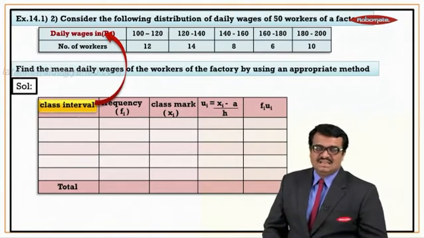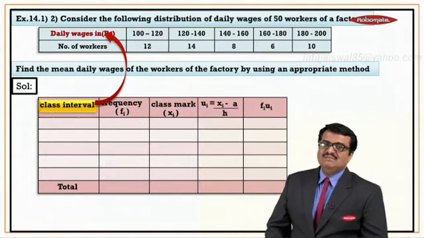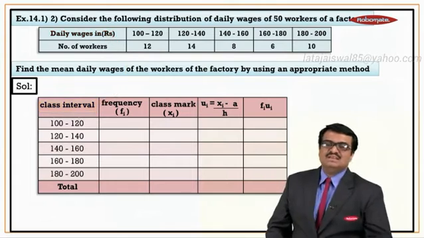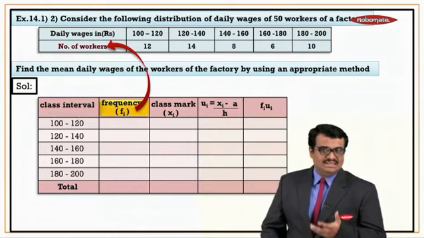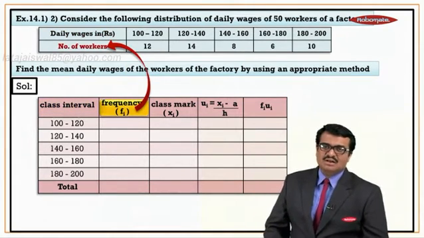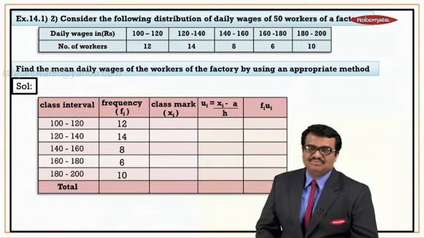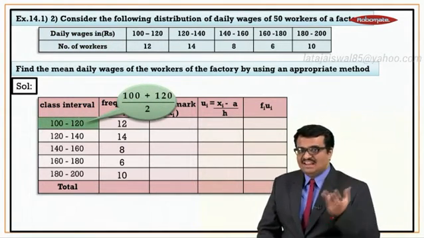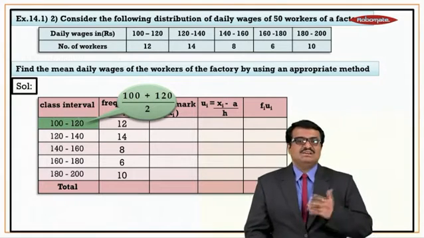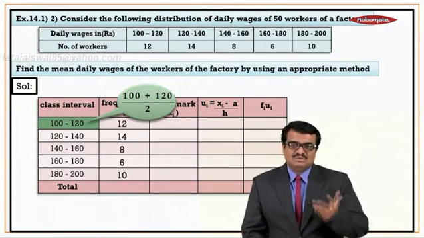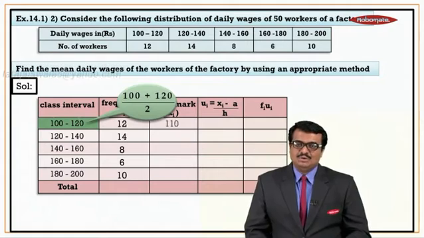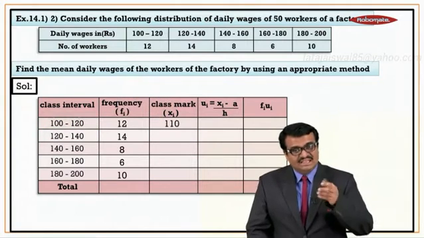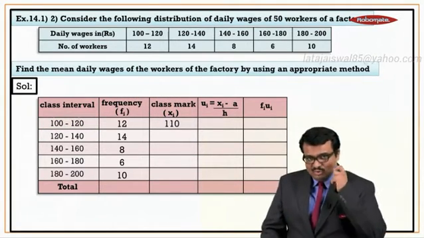Now the first column, class interval, we'll get it from the question, daily wages in rupees. We'll copy them one below the other. The second one, frequency, also we'll get it from the question, that is number of workers. We'll copy them one below the other. And the third one is class mark. And class mark, how do you find? Add the limits and divide by 2. 100 plus 120, 100 plus 120 is 220. 220 upon 2 will be 110. Like this we are not going to find for all of them. We found only for the first one.